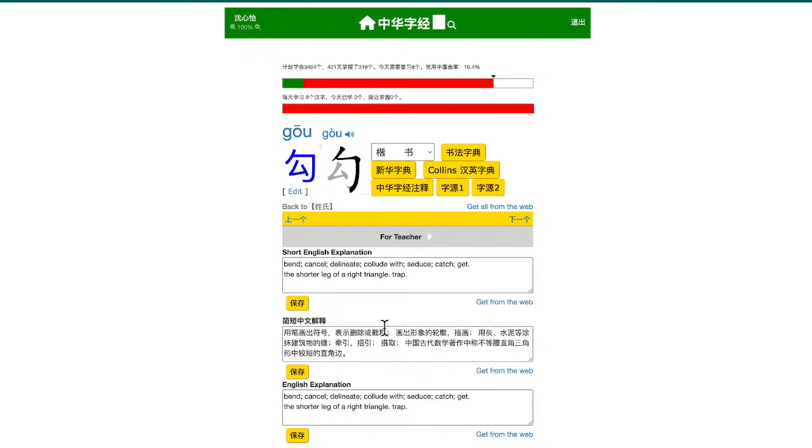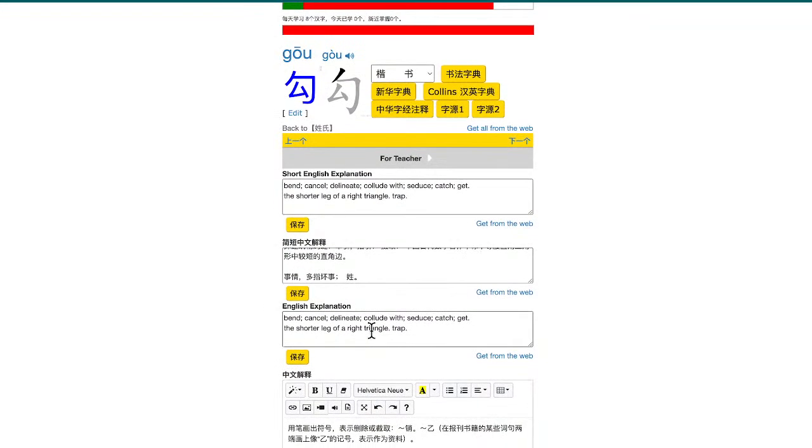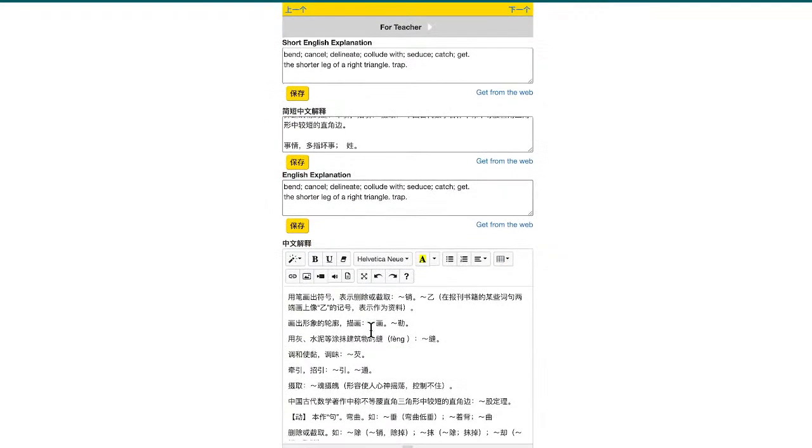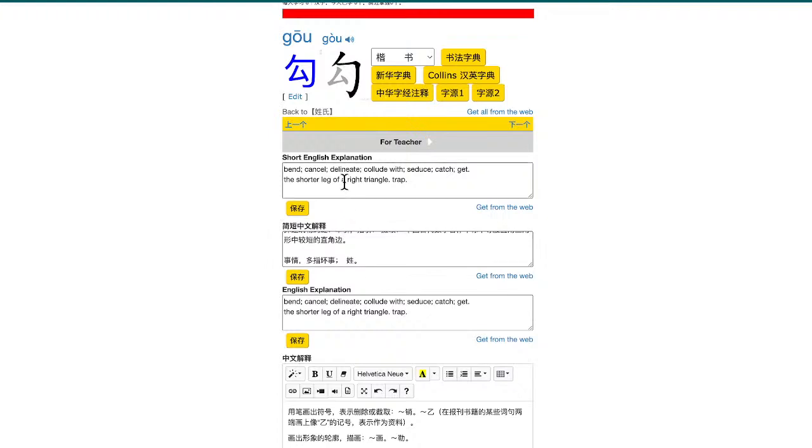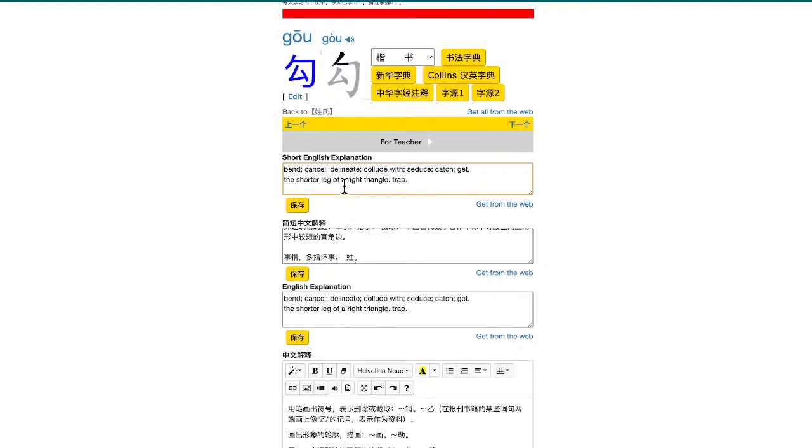All right, next one. Go. Now, this one, other than surname, does have other meanings. First of all, it means bend, a curve. The other meanings are cancel, delineate, collude with, seduce, catch, get, and that type of thing.